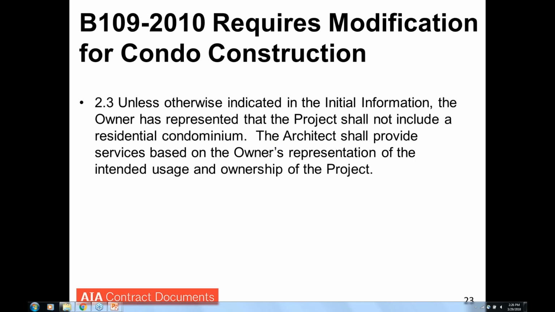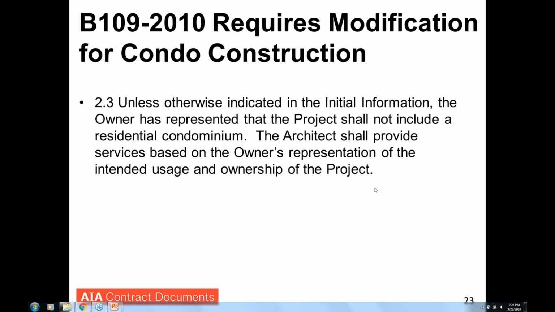And so section 2.3 in B109 says, unless otherwise indicated in the initial information, the owner has represented that the project shall not include a residential condominium. The architect shall provide services based on the owner's representation of the intended usage and ownership of the project. So now here's where we shift into talking about condominium construction, and you really have to shift your thinking about that in terms of different risks and enhanced risks.